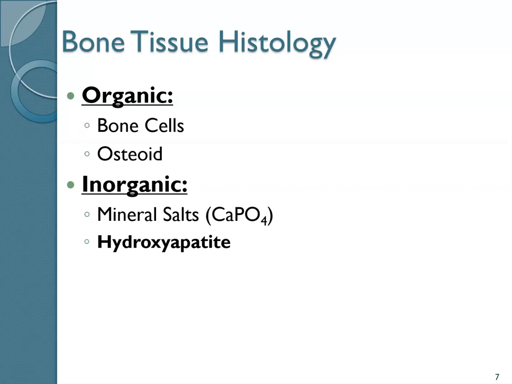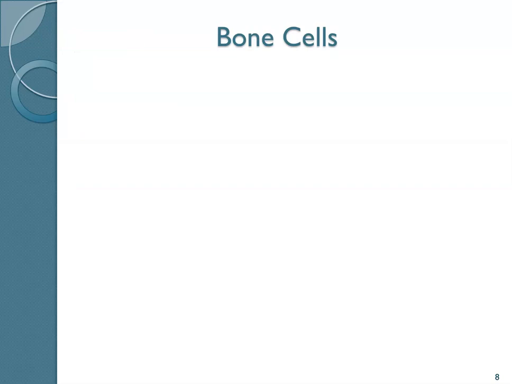In terms of bone histology, we have the organic component of bone as well as the inorganic component. The organic component will be the cells, of course, the bone cells. We'll talk about the 4 different types of bone cells. And then osteoid, which is basically the collagen fibers, which gives flexibility to our bones. Inorganic components would be mineral salts, calcium and phosphate, and a compound called hydroxyapatite, which gives the bone its hardness. So let's talk about the 4 bone cells.